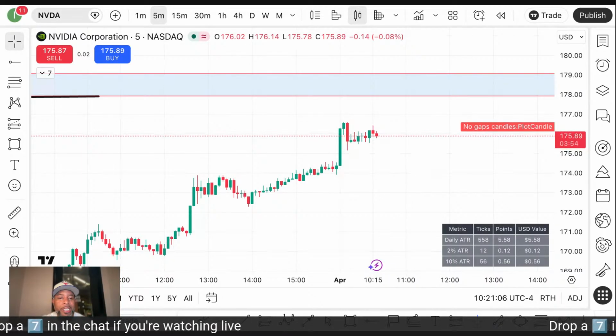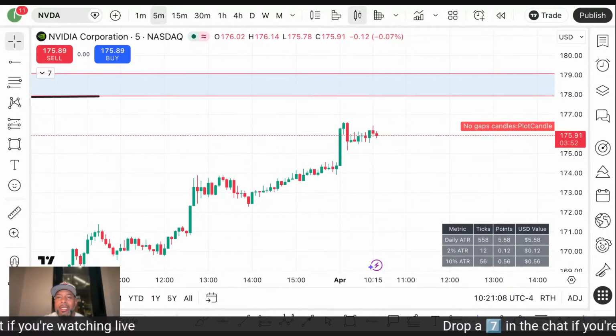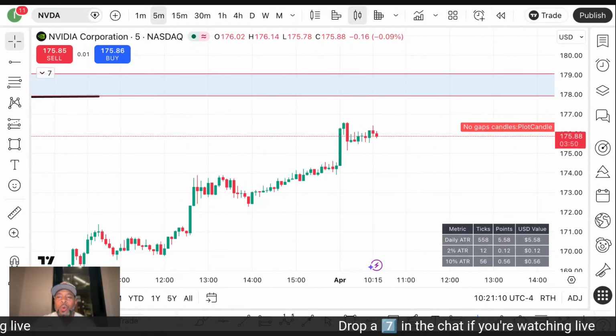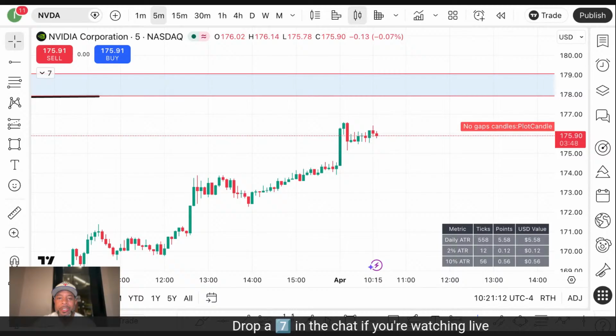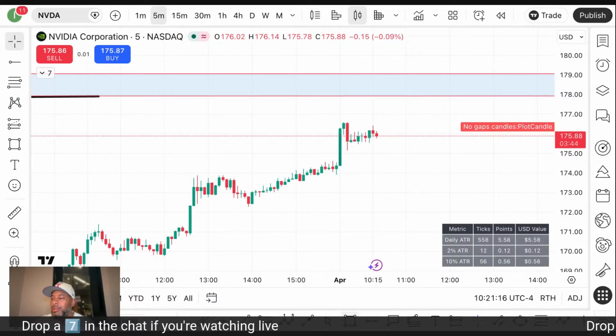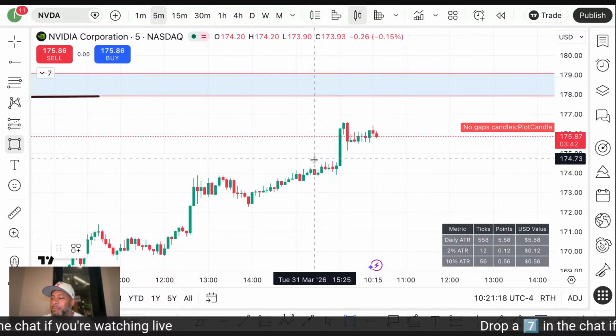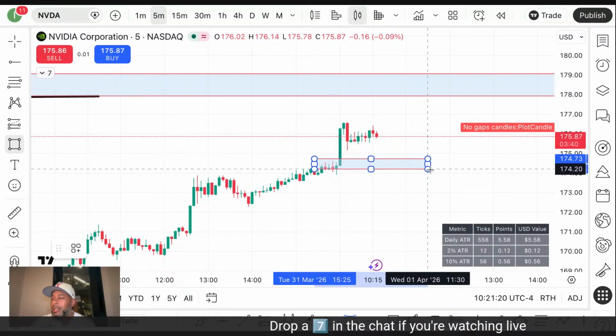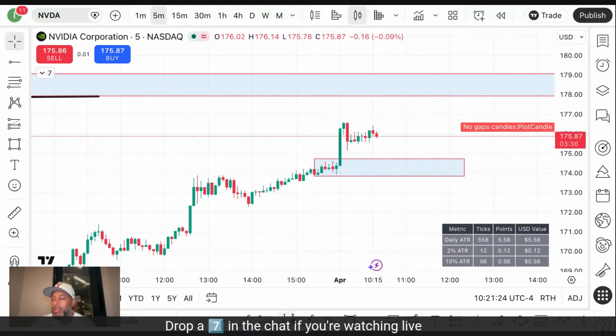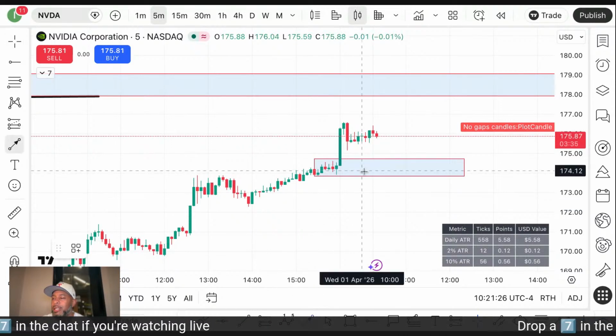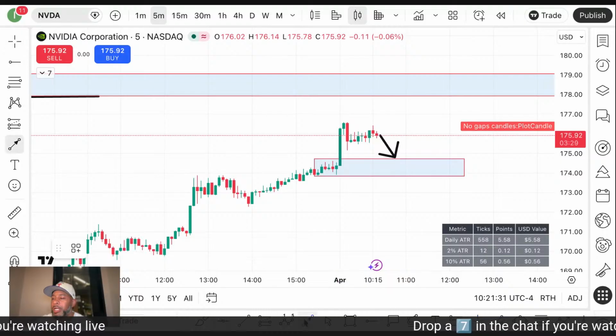But you know what? I'll bring the energy. Give me a 7 if you're tracking with me, because I want to show you what it looks like to find a good discount on this one. Does that make sense? I'm going to draw this area, and we're going to use this as a potential entry on the 5 minute. Here's what I'm hoping for. I want to see price come down so that we could buy it low and sell it high.